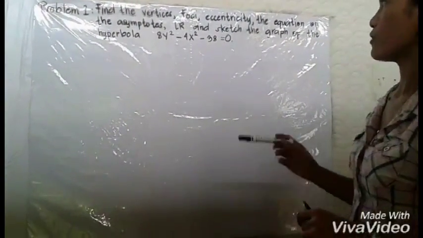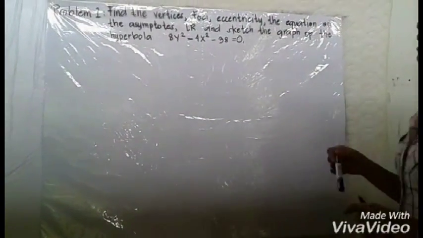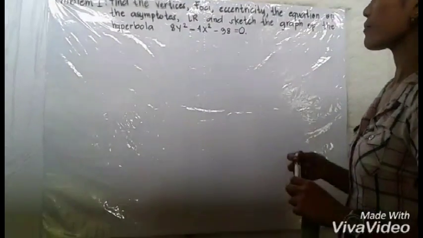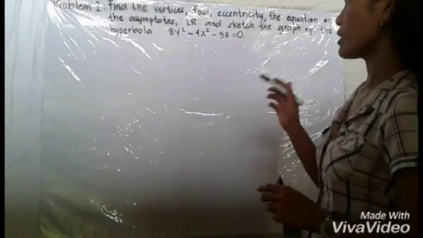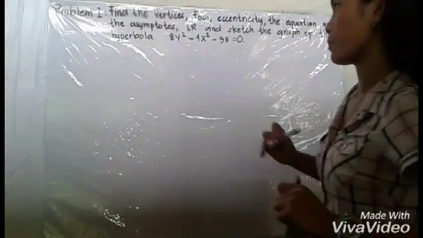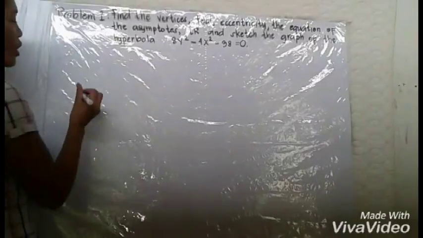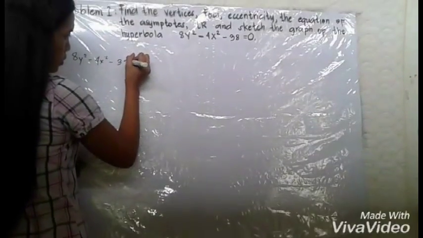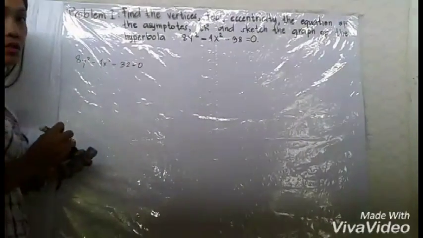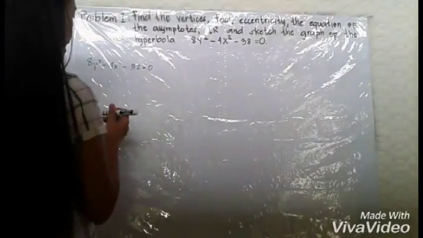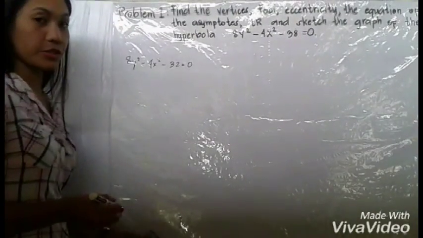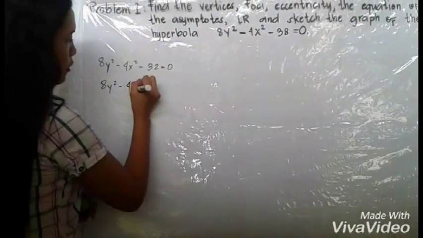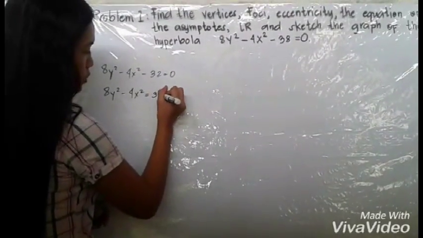Find the vertices, foci, eccentricity, the equations of the asymptotes, the latus rectum, and sketch the graph of the hyperbola. 8y squared minus 4x squared minus 32 equals 0. We are going to transpose the constant number to the right side. Okay, we have 8y squared minus 4x squared equals 32.